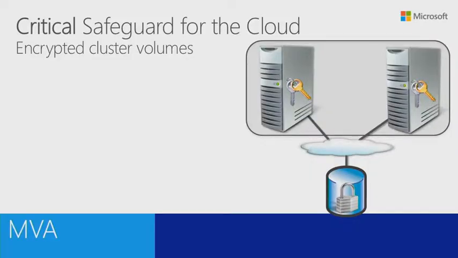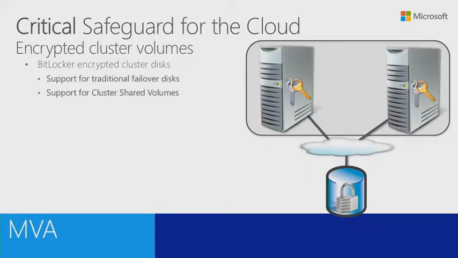To do that, we're introducing a critical safeguard for the cloud, which is encrypted cluster volumes. What we're using is we're taking advantage of BitLocker. And for the first time ever, we can now encrypt cluster volumes. Now let me be very clear. BitLocker has shipped for many years. It's actually shipped for a couple releases now, and it's fantastic. It helps us secure and encrypt the data on the disk.